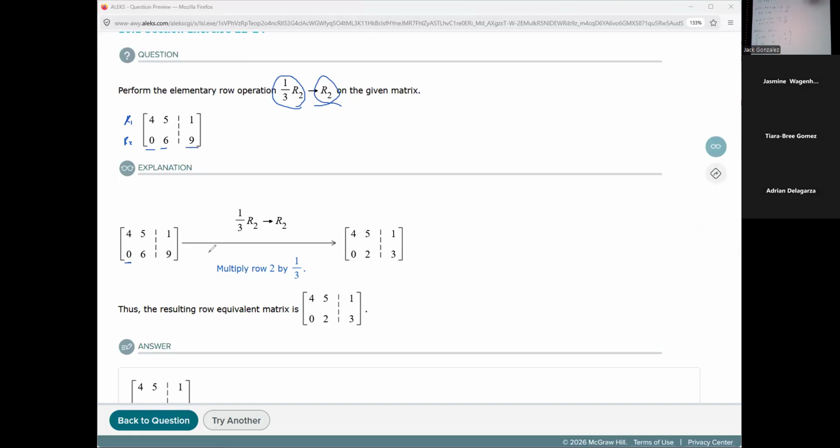So 0 times 1/3 gives you a 0. 6 times 1/3 is a 2. 9 times 1/3 is a 3. So they're multiplying the entire row by 1/3 to get this.